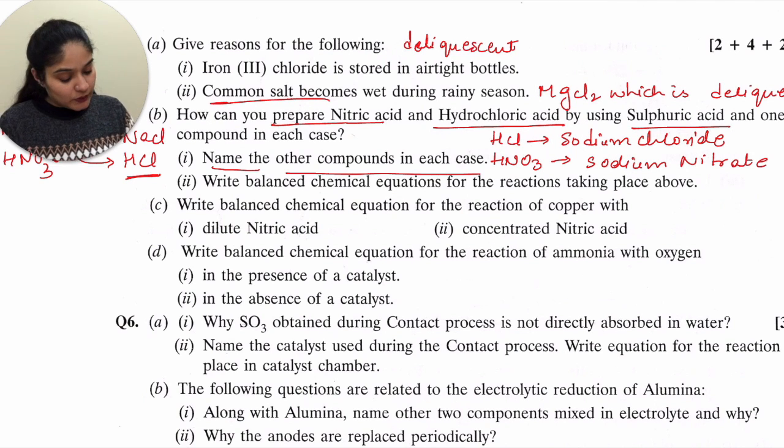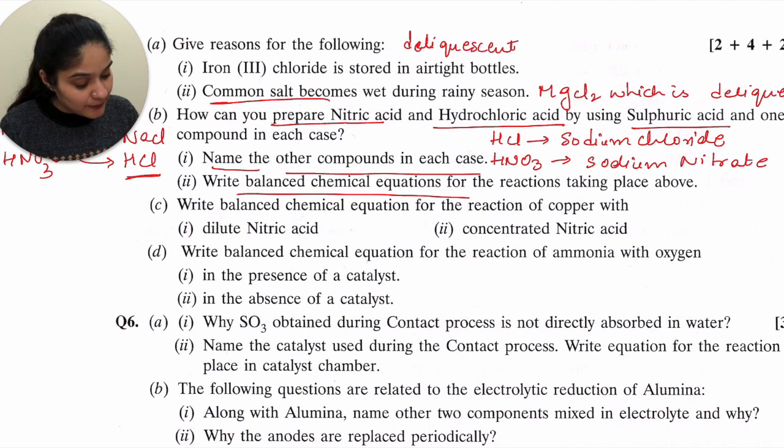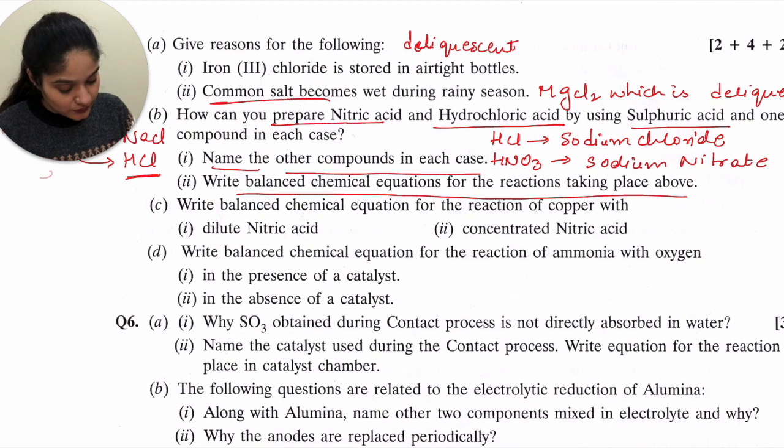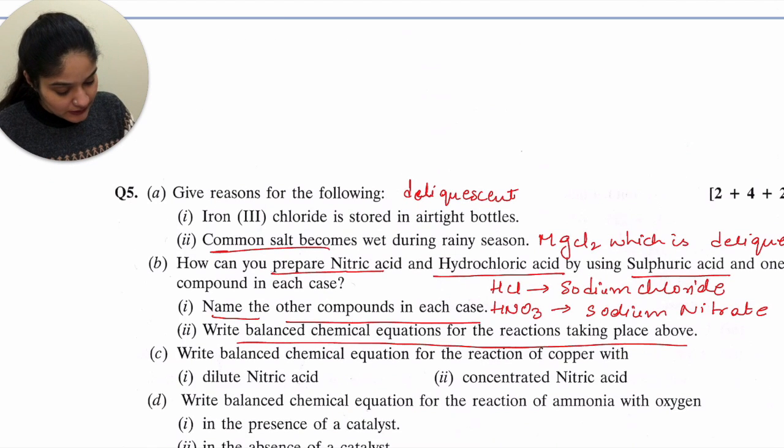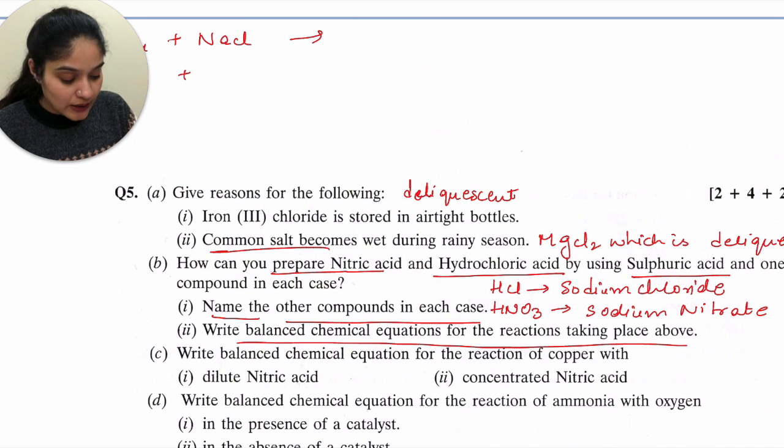Okay. Now, the second part says write balanced chemical equations for the reactions. So, let's just write the equations up here. So, I have H2SO4 reacting with NaCl once, and then I have H2SO4 reacting with NaNO3. Now, what are we getting? Now, both of the cases, your sulfuric acid is concentrated. You have to mention that.